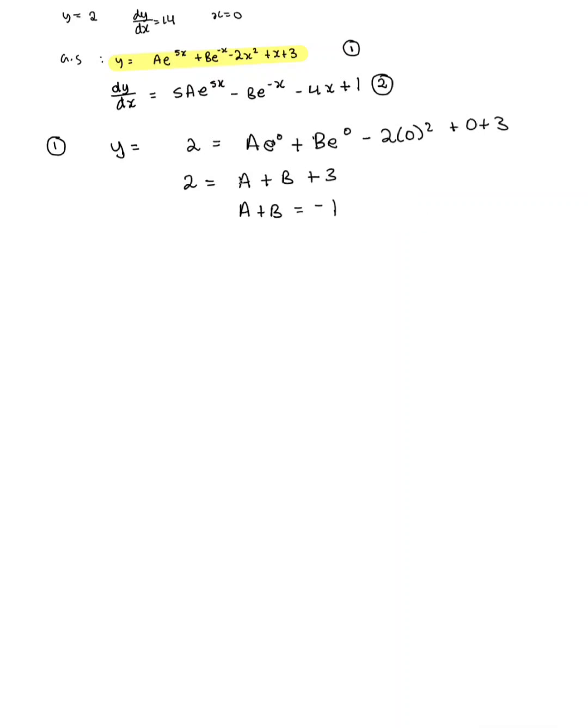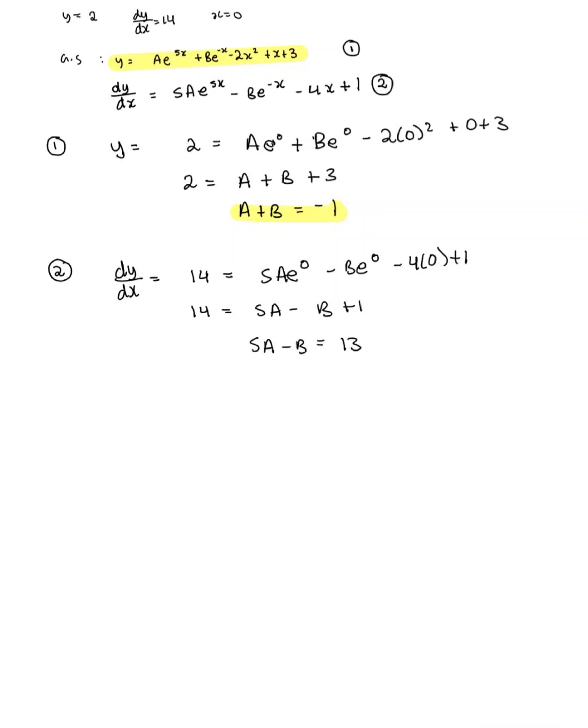I'll just highlight it. And then we want to substitute our other initial condition, dy over dx equals 14 into our second equation, which will give us 5 times A times e to the power of 0 minus B times e to the power of 0 minus 4 times 0 plus 1, which will give us 14 equals 5A minus B plus 1. So we'll have 5A minus B equals 13, which is our second equation that we need here.